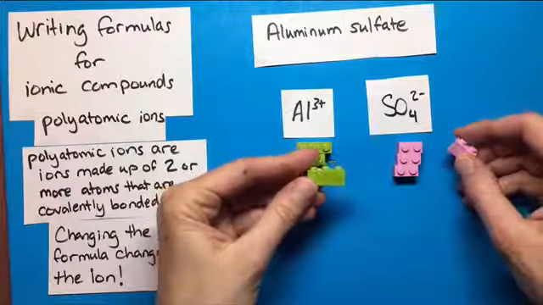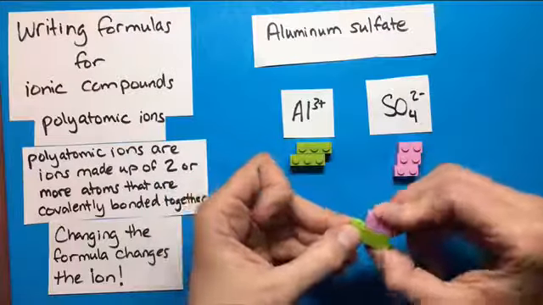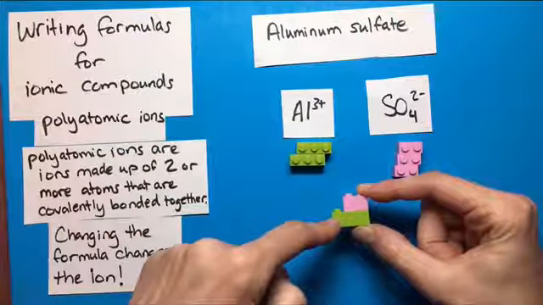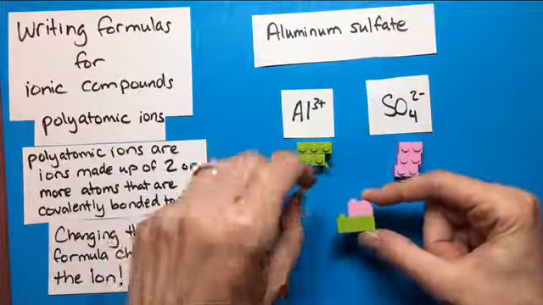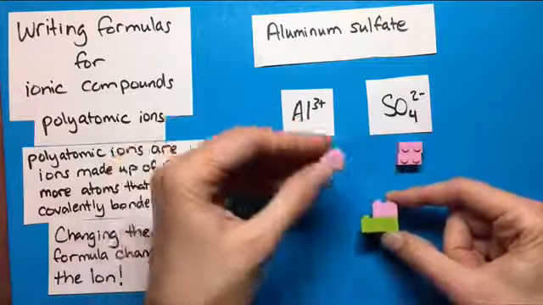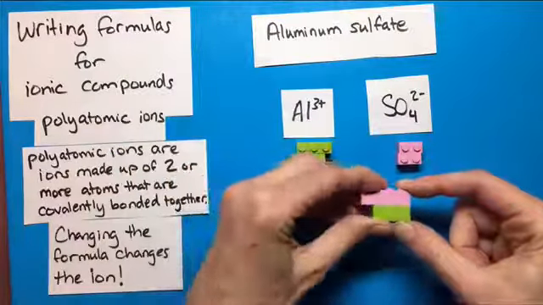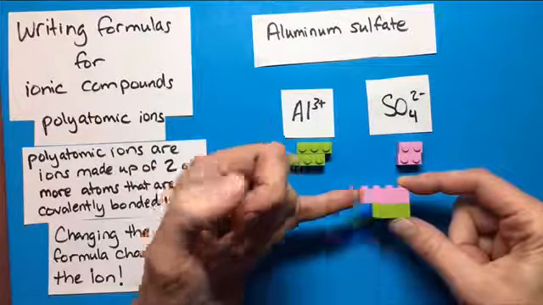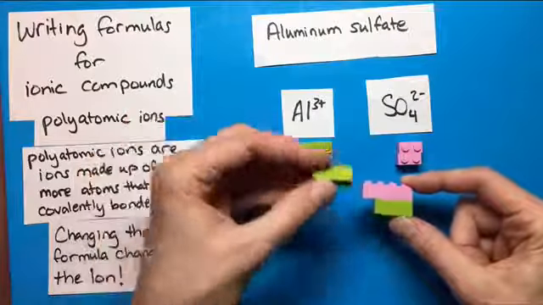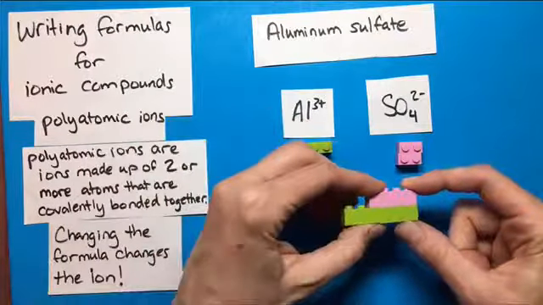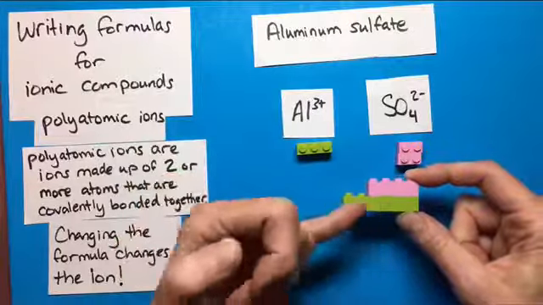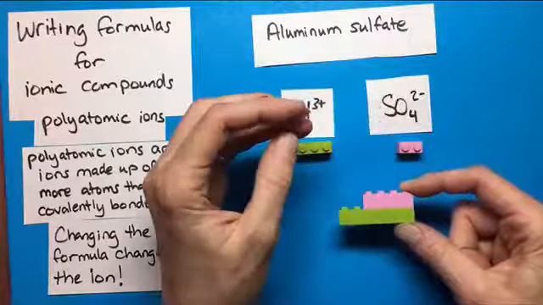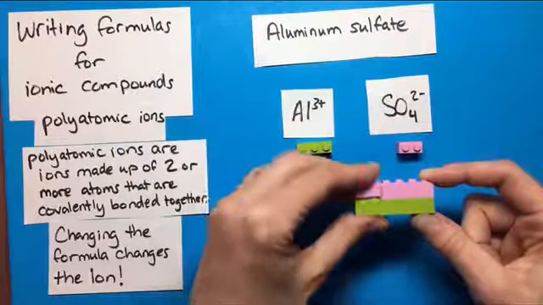So here I have a charge of +3, a charge of -2, and if I have one of each kind of ion, I can see that I have more total positive charge than total negative charge. So I need to bring in more negative charge by bringing in another sulfate ion. When I do that, I now have too much negative charge. I don't have enough positive charge, so I need to bring in another aluminum ion. When I do that, I have too much positive charge, so I bring in more negative charge with another sulfate ion.